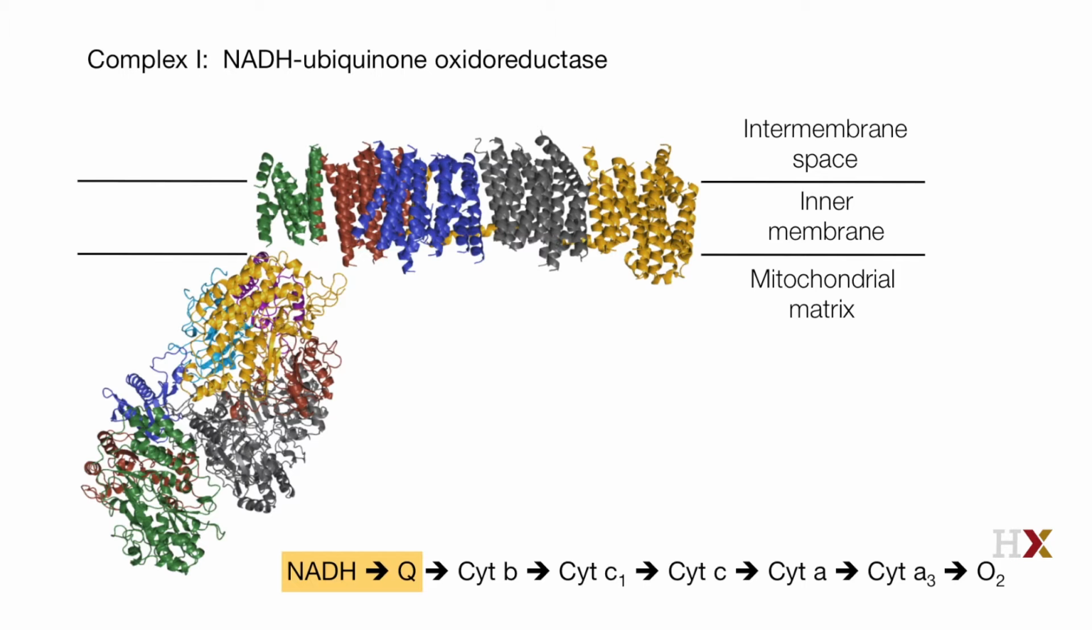Let's start with complex 1. Complex 1 is the first entry point to the electron transport chain. Complex 1 has an L-shaped structure with an arm which is found in the mitochondrial matrix and an elongated structure that is embedded in the inner membrane of the mitochondria.